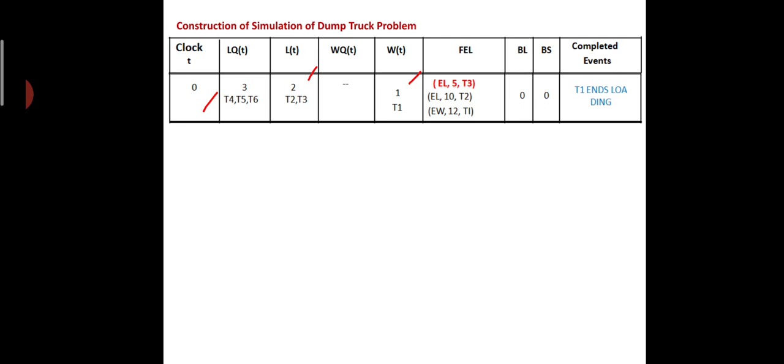So the busy loader time is 0 and the busy scale time is also 0. Just now at time 0, T1 completed its loading and T1 is present at the scale for weighing purposes. So next, we select the next event which is going to happen very soon from the FEL, advance the clock to that event time, execute that event, and update all the parameters.